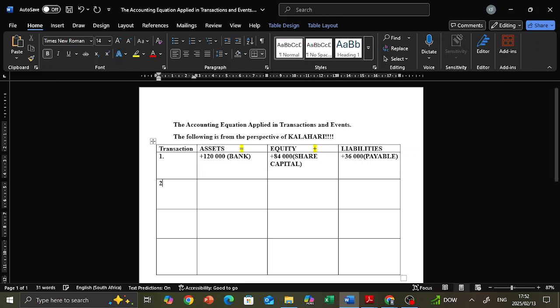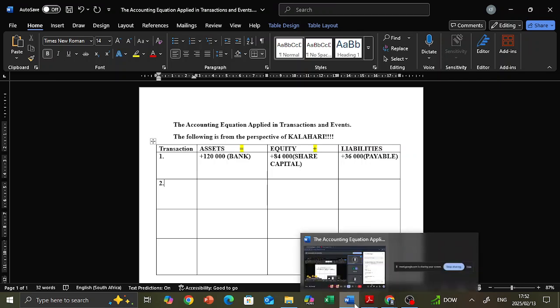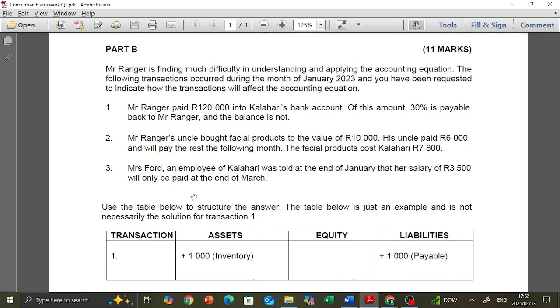Right, that's transaction one. Now that we know how to do it, guys, please, interactive class now. I think I've been teaching you guys. I want to see if I'm actually getting to you. Mr. Ranger's uncle bought facial products to the value of 10,000 Rand. His uncle paid 6,000 Rand and will pay the rest the following month. The facial products cost Kalahari 7,800.